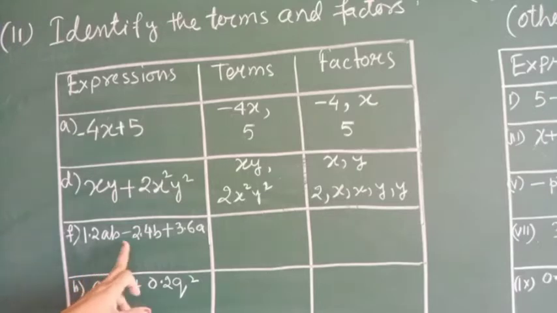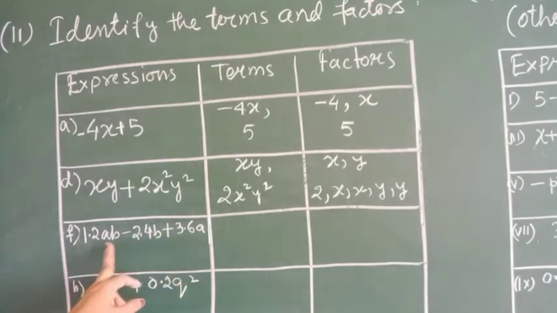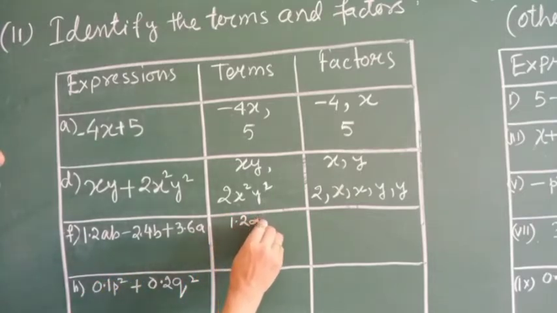1.2 AB minus, it is question number F. 1.2 AB minus 2.4 B plus 3.6 A. So the number of terms is 3, trinomial. Separately you have to write the factors. 1.2 AB, you can see it.